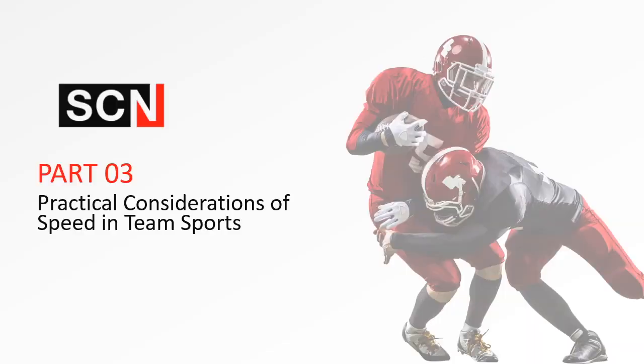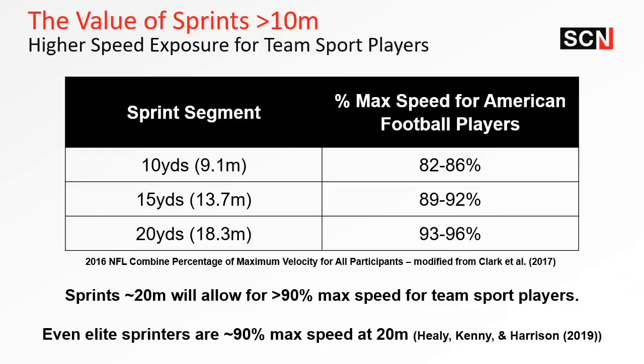So let's talk about how we might program for these different phases and improve speed in team sports. One of the first points that I make when discussing programming for linear speed in team sports is that there is a lot of value in sprints that are greater than 10 meters in distance. I think it's a common coaching practice to keep players around that 10-meter mark, maybe that 15-meter mark, when it comes to implementing speed training in a team sports setting. But to me, there's a lot of value in exposing players to distances greater than that.